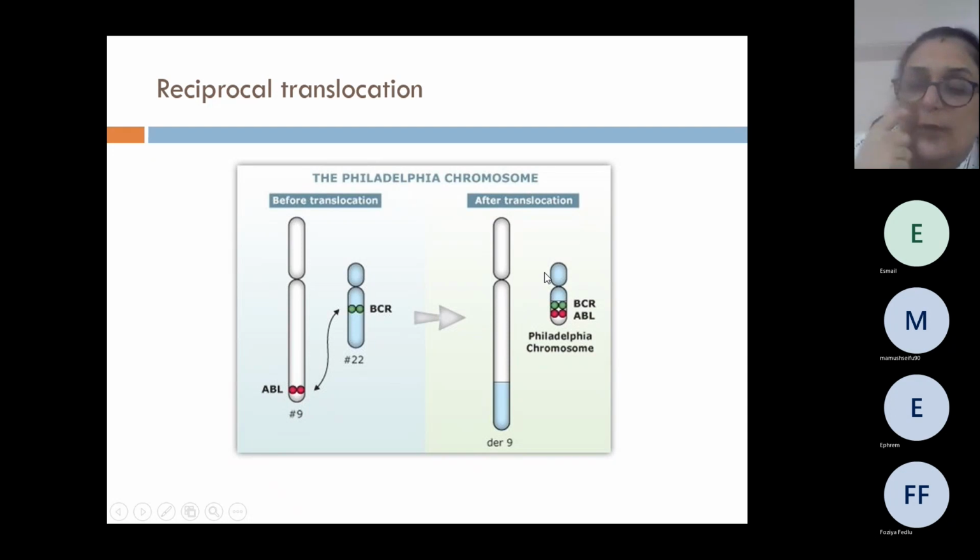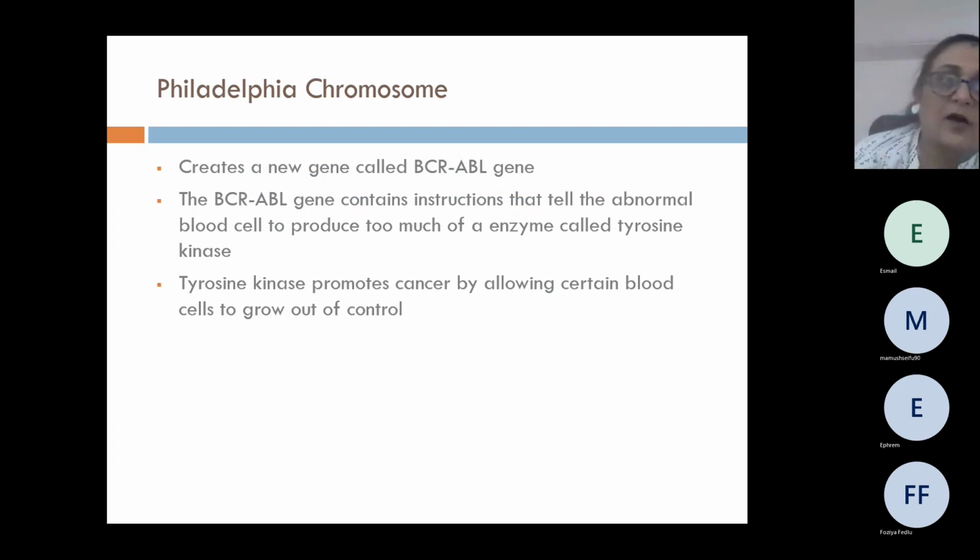Okay, so in the patient who is suffering from CML, the concentration of the PH chromosome or Philadelphia chromosome will be on a higher side. The Philadelphia chromosome creates a new gene, we saw that is the BCR-ABL gene.